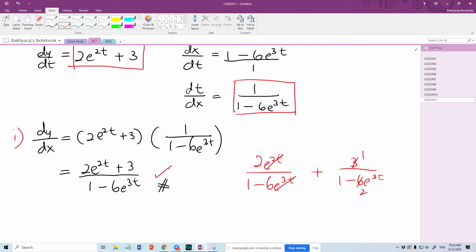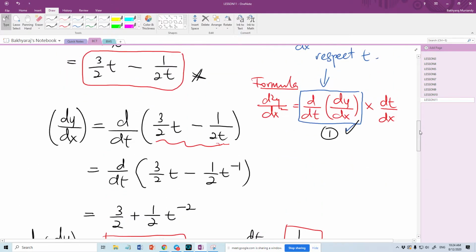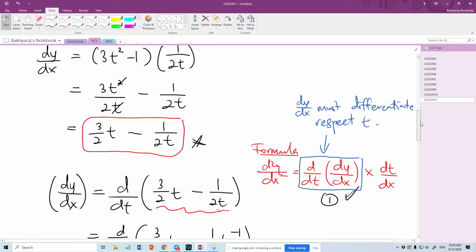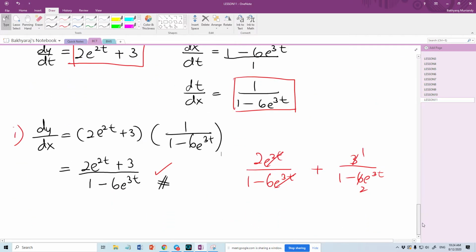It depends on the question. Just now it was polynomial only, so you boleh bahagi. And the bottom was just 2t, maksudnya single number, single variable. Tapi dalam case ni ada double. Ini ada 2, ini ada 1, ini ada 6. So it is not useful, actually.